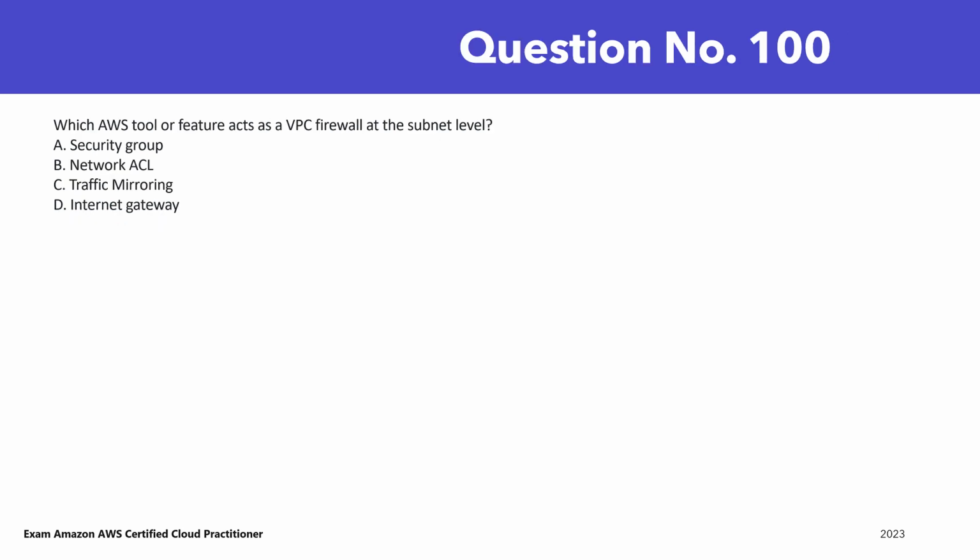Which AWS tool or feature acts as a VPC firewall at the subnet level? A. Security group. B. Network ACL. C. Traffic mirroring. D. Internet gateway. Correct answer, B.